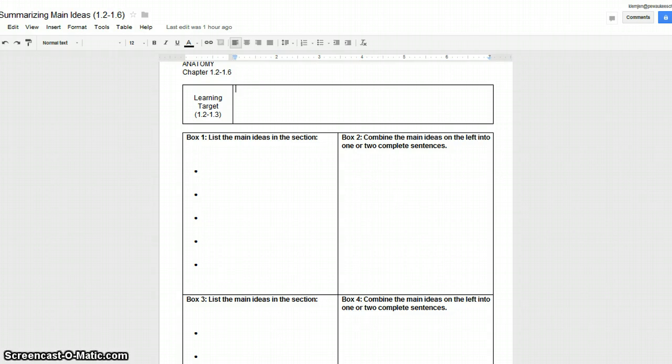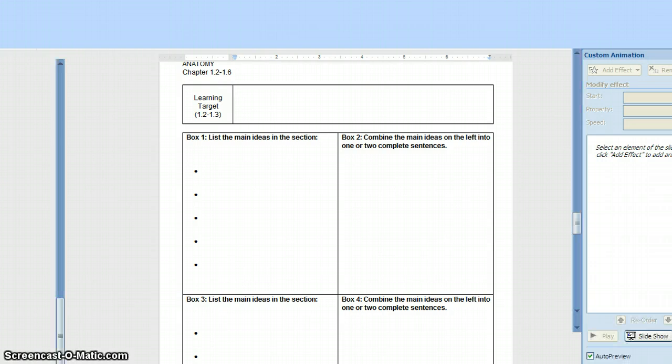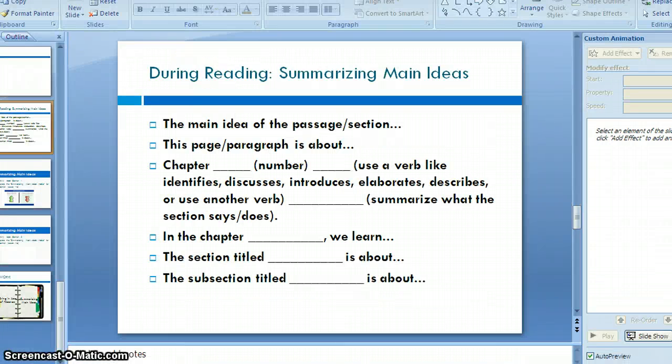Then you'll go ahead and read section 1.3, and you'll fill in box 3 with those main ideas. But the really important part comes in for box 2 and box 4. You're going to synthesize a couple main ideas from those that you bullet listed here. So let me actually show you what that would look like, or what I'm looking for inside of boxes 2 and 4.